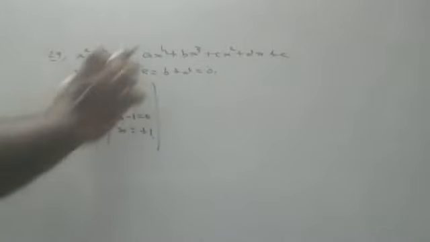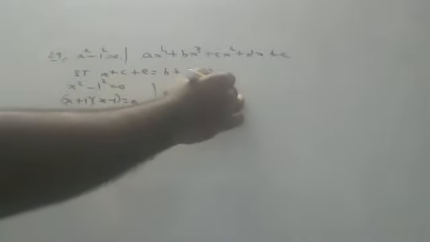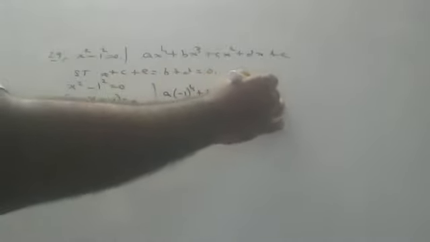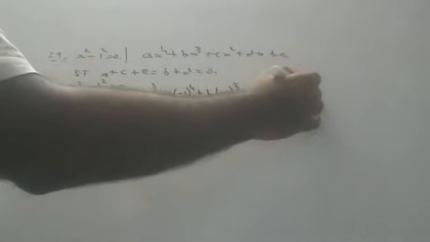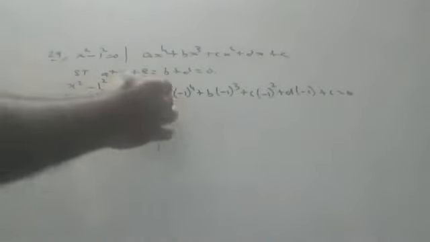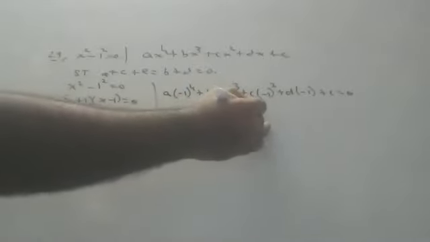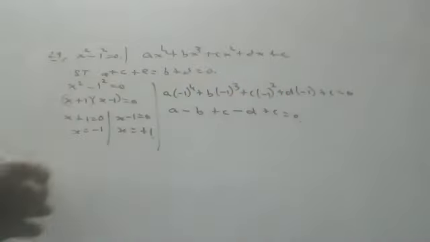First I'm substituting minus 1. Please check, children. a to the power of minus 1 to the power of 4, b to the power of minus 1 to the power of 3 plus c to the power of minus 1 to the power of 2, d to the power of minus 1 plus c is equal to 0. So children, this will be a, this will be minus b, this will be c, this will be minus d plus c is equal to 0.